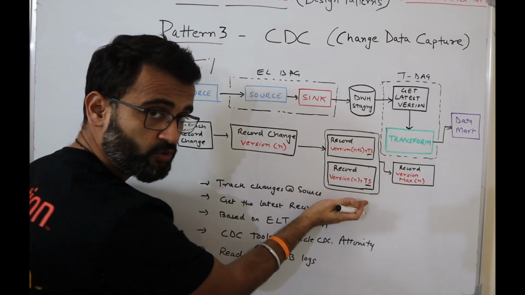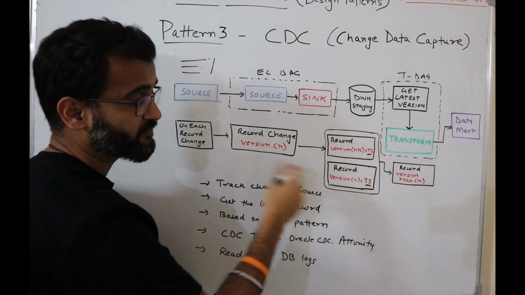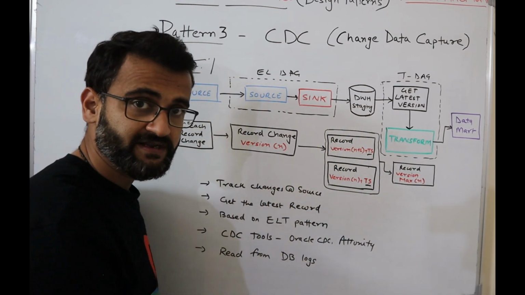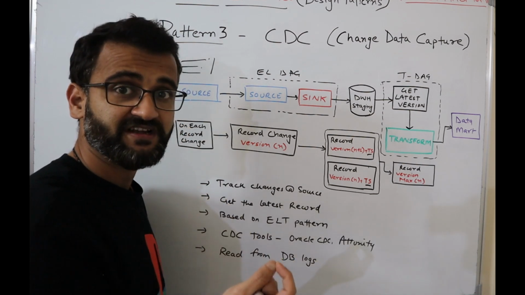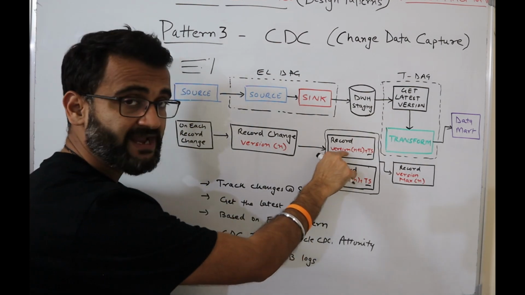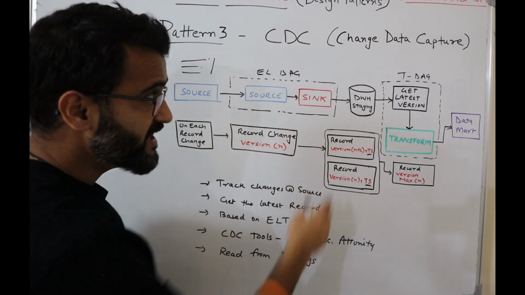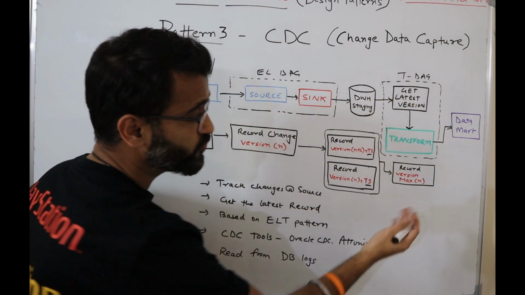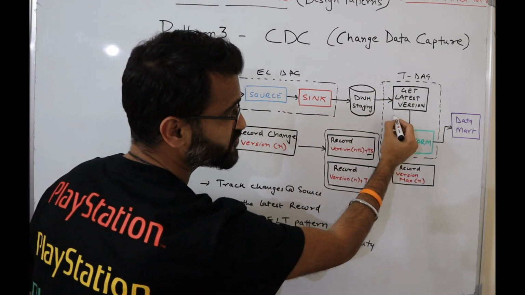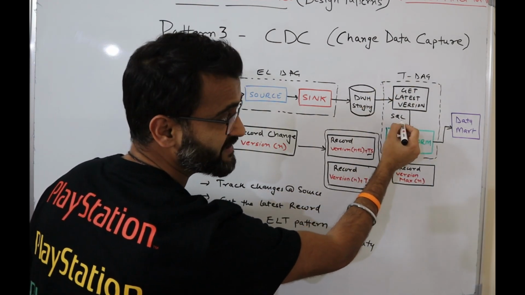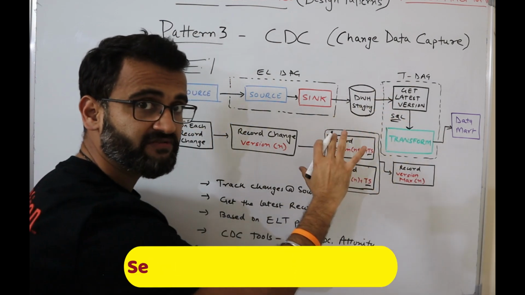So the original version was version N, then suppose a new update has come in, which is a change data. So again, that will go as N plus 1. And then in the transformation layer, you will run a query, because as we understood, these are in the ELT design pattern, we run SQL query transforms.